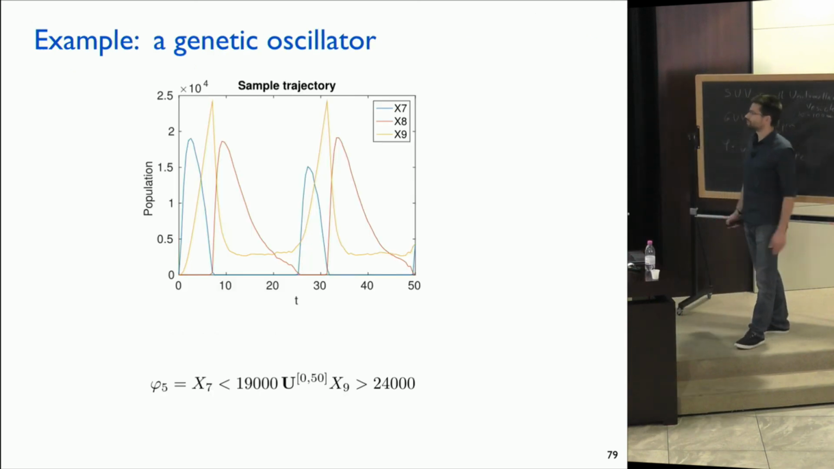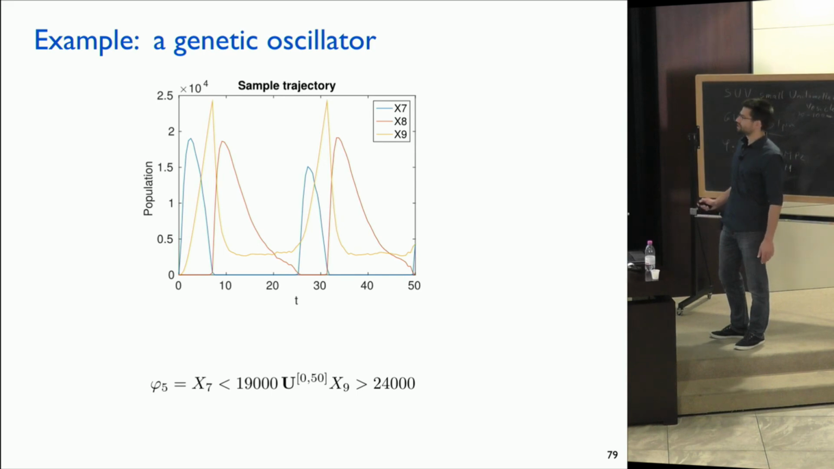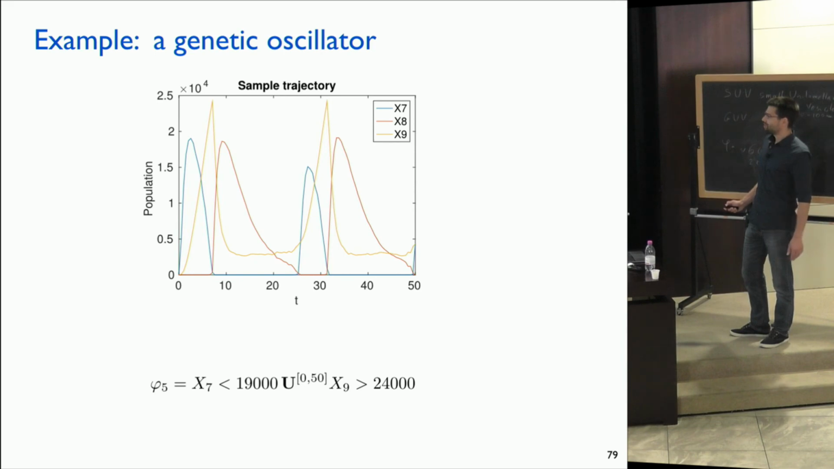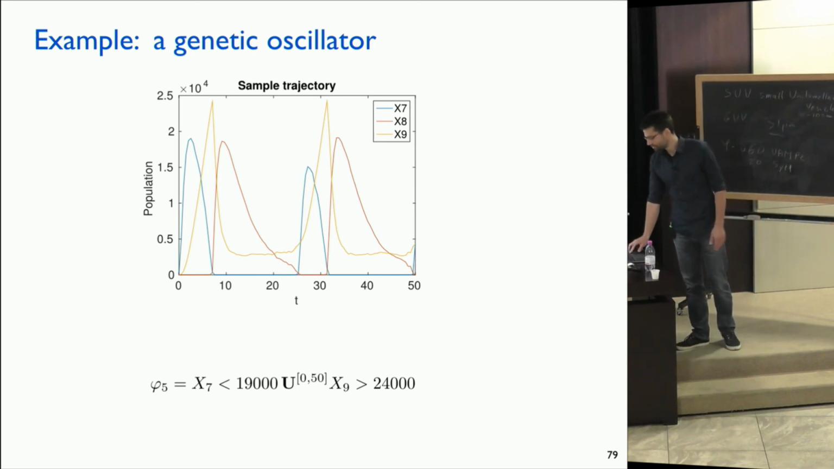So here, let's look at a more complicated example. We have a genetic oscillator with 9 species, and we're asking the question, how likely is it that species 7, the blue one here, stays below a certain threshold until species 9, here the yellow one, crosses another threshold? How likely is it that the blue stays below until the yellow crosses the threshold 24,000?